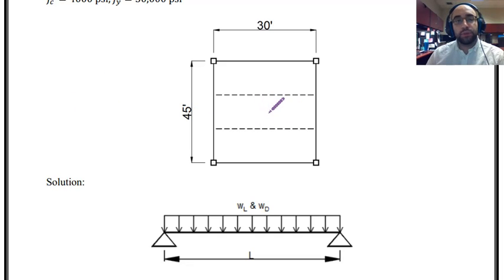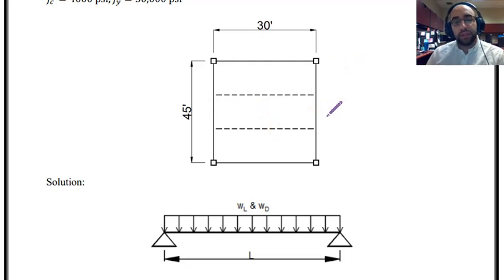And the load is distributed in the short direction of the slab. So this is how the load is distributed over here. The load is going from the slab to the beams, and then from the beams, these interior beams, to the girders, and then from girders to the columns.